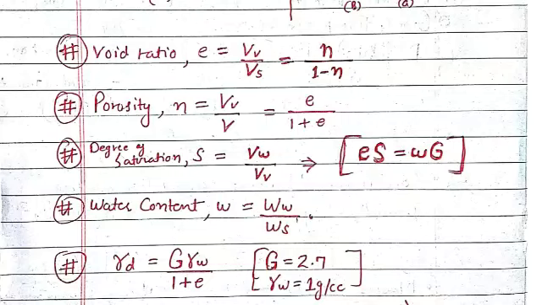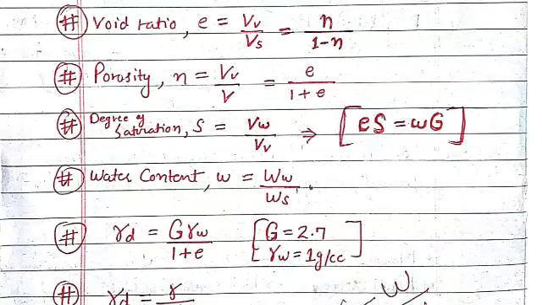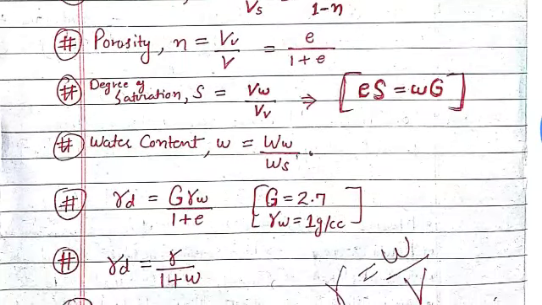Next one, degree of saturation denoted by S, that is equal to volume of water upon volume of voids. Void ratio, degree of saturation and water content specific gravity relation, eS equal to wG. Next one, water content denoted by w, that is equal to weight of water upon weight of solid.